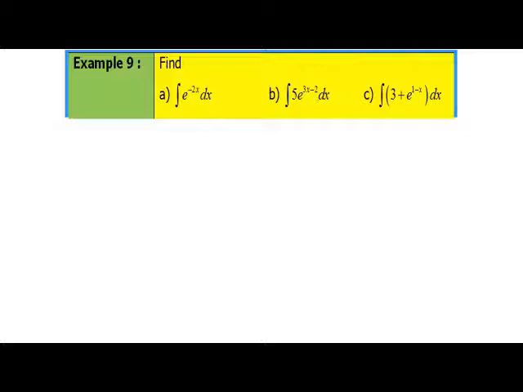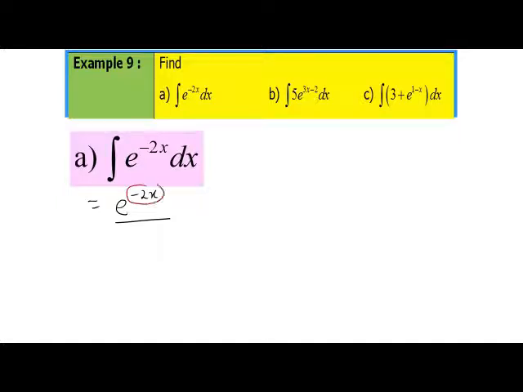Next, example 9. For part A here, when we integrate e to the power negative 2x dx, it is equal to, first, we copy the question, e to the power negative 2x, divided by, still remember, the power is negative 2x. When we differentiate, we're going to have negative 2, plus c.